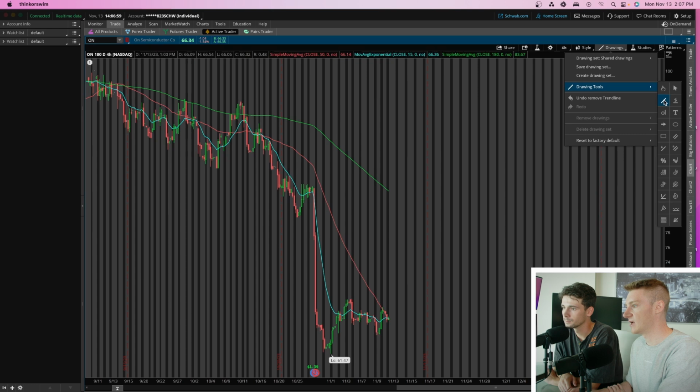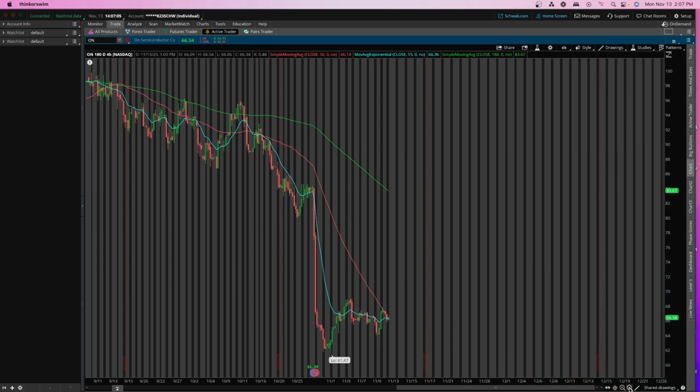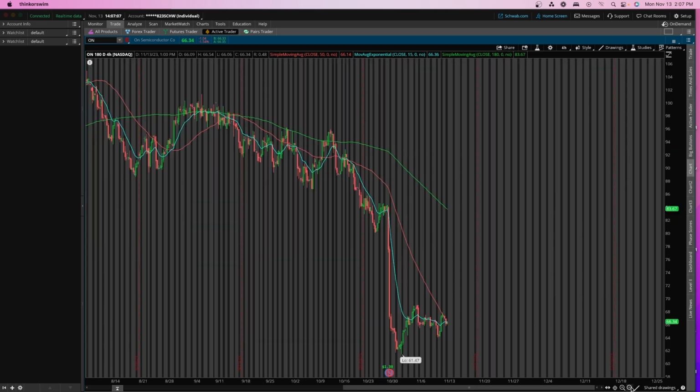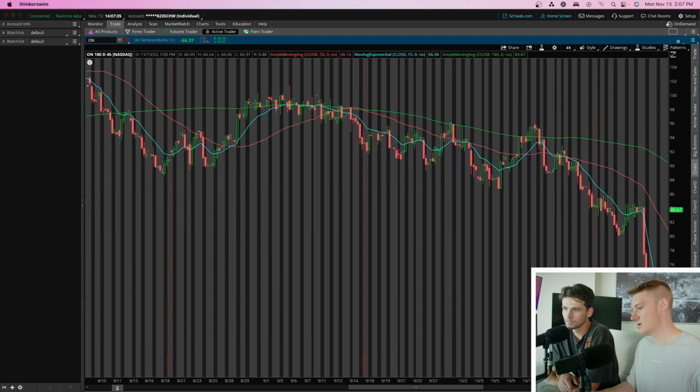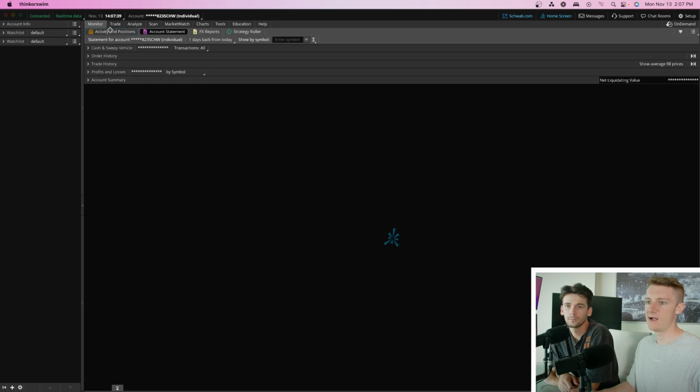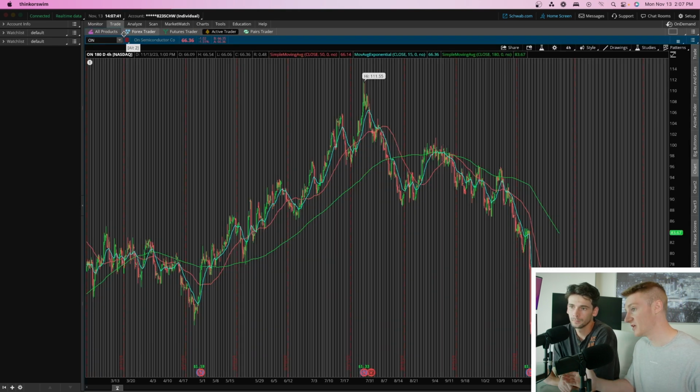Those are the only drawings you use? Yeah, the only two drawing tools I use are the trend line and the price level. And then zooming in and zooming out is pretty straightforward: click and drag to zoom in. Again, we'll get into monitor, activity, positions, all of this stuff later on when we're actually trading. But for charting, this is all we're going to need.